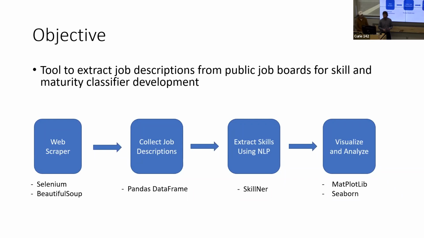After that, we can pass our job descriptions into our API, and in this case, we use an open source tool called Skillner, which we'll talk about next. And it identifies both hard and soft skills from the job descriptions so that we can further analyze and parse. And the final step is to visualize and analyze our set of skills along with each job description. And the tools we use for that are Matplotlib and Seaborn.